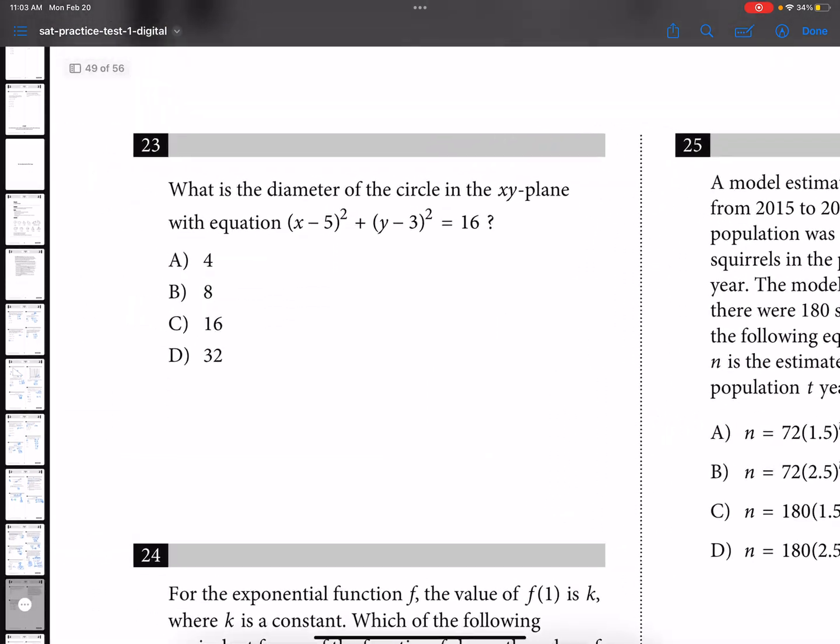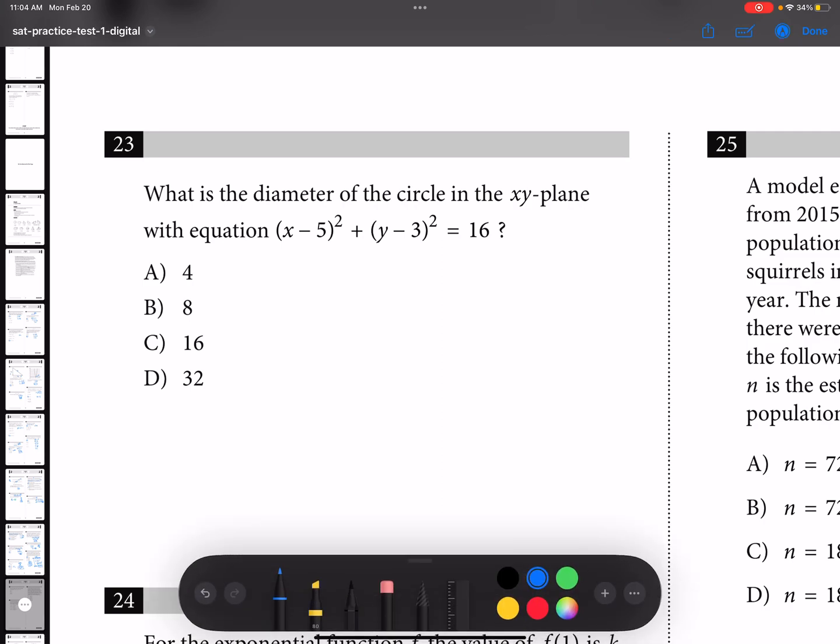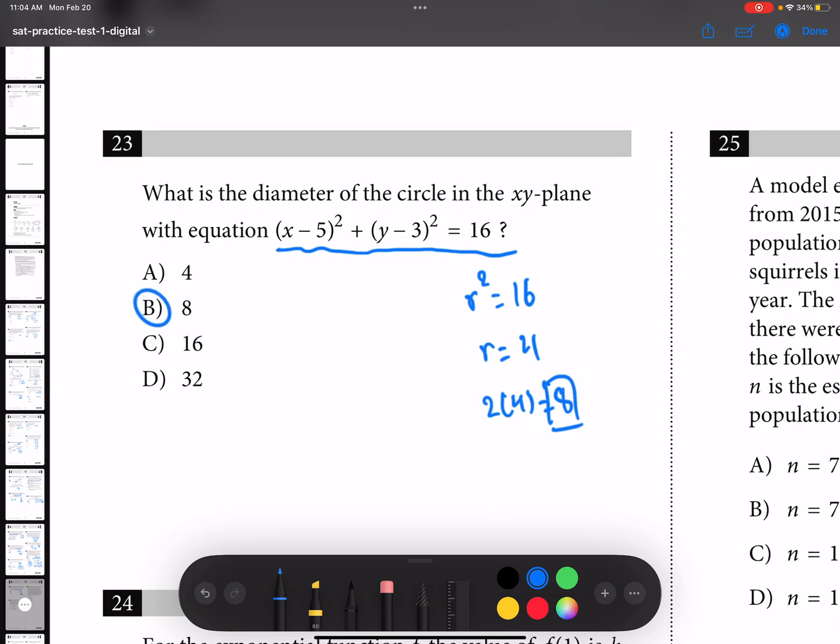All right, number 23. What is the diameter of a circle in the xy plane with the equation? So this is our equation. This is written in the form of a circle's equation. Now we know that r squared is equal to 16, which means the radius squared is equal to 16. So that means the radius is the square root of 16. So the radius is 4. Now if the radius is 4, we know that the diameter is 2 times the radius. So 2 times 4 would be equal to 8. So that means our diameter is 8. So B is the answer.